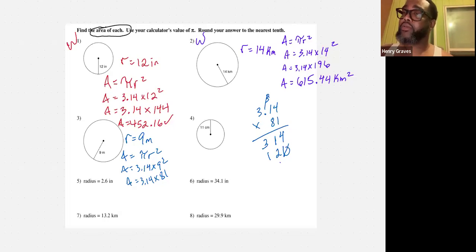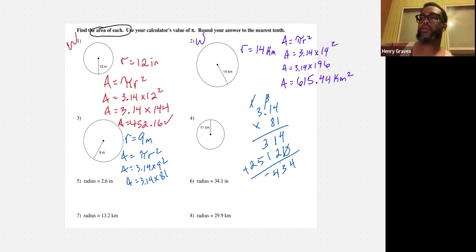That's 4. That's 3. That's 4. 5, 2, and 2 decimal places. So my answer would be 254.34 m to the second power.